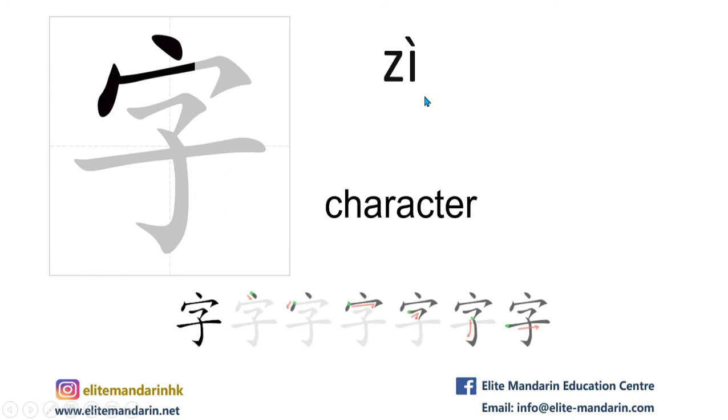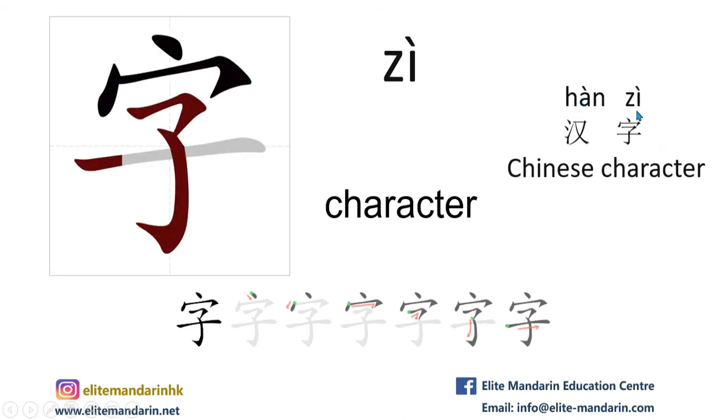Next, 字. It means character. The stroke order is 点, 撇, 横钩, 横撇, 竖钩, 横, 字. We can say 汉字, it means Chinese character.